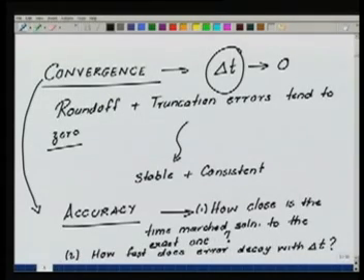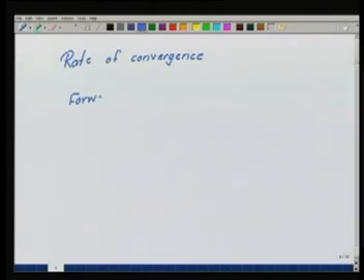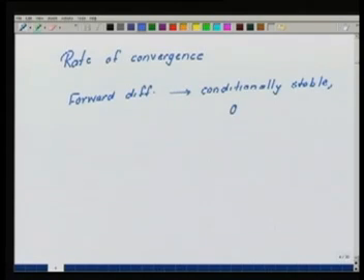Okay, these are two very important questions that we'll ask, which means that by accuracy we mean the rate of convergence. In light of what we had discussed in the last lecture, the forward difference scheme is conditionally stable and it has accuracy of delta t.